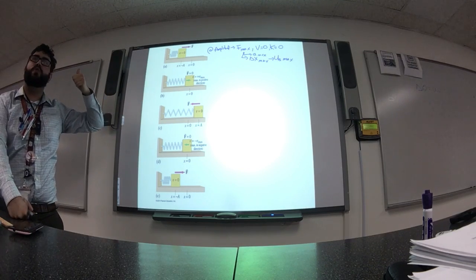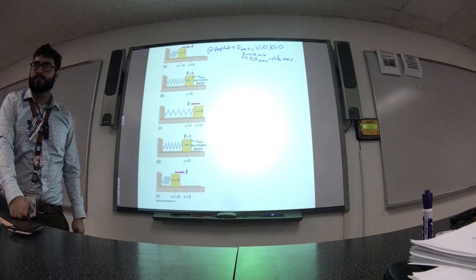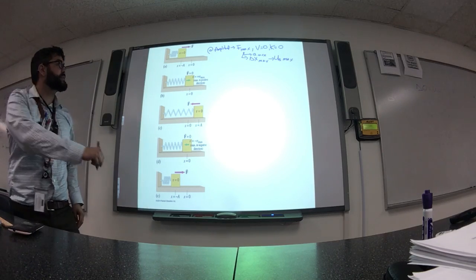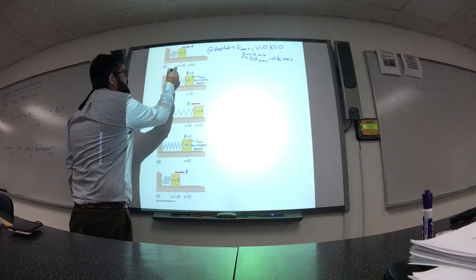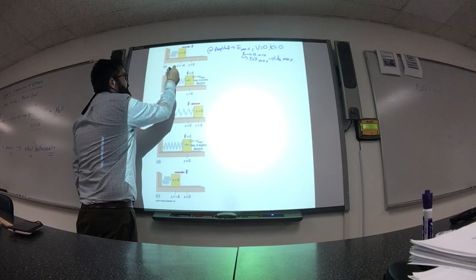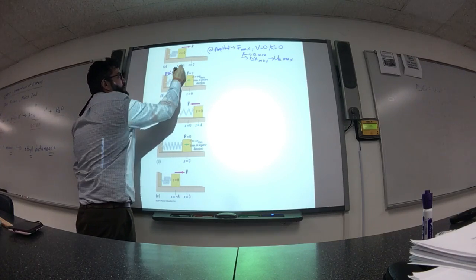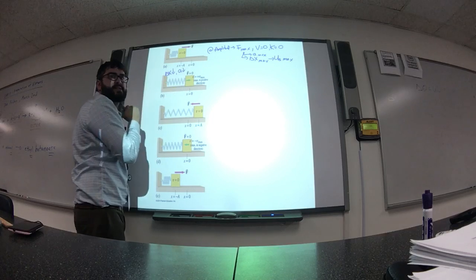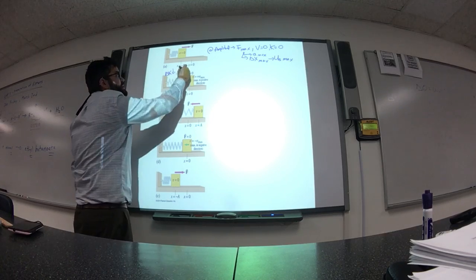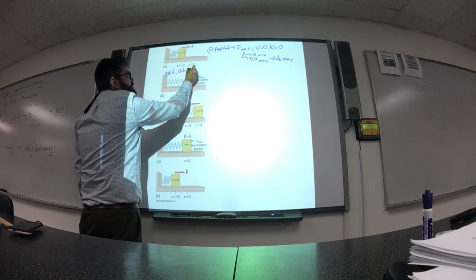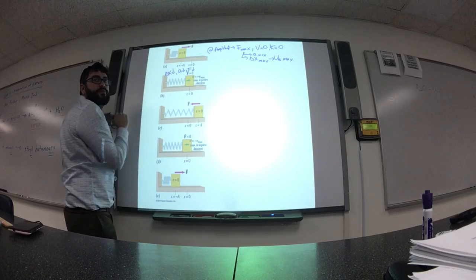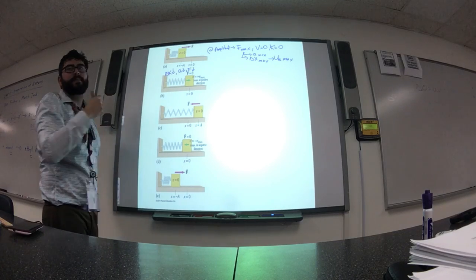What happens to delta x? It decreases. So as it moves this way, delta x starts to decrease, which means a starts to decrease, because F starts to decrease as it moves that way.